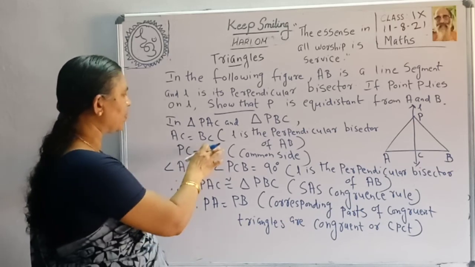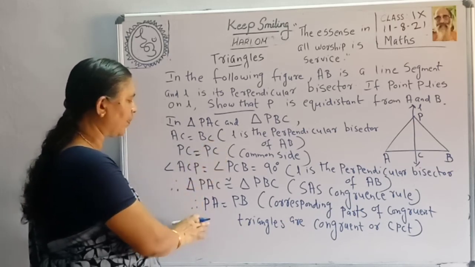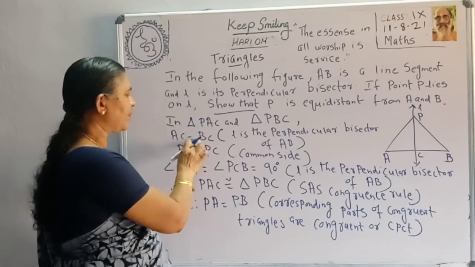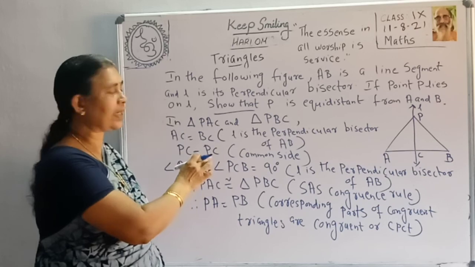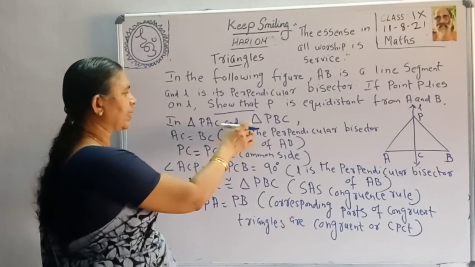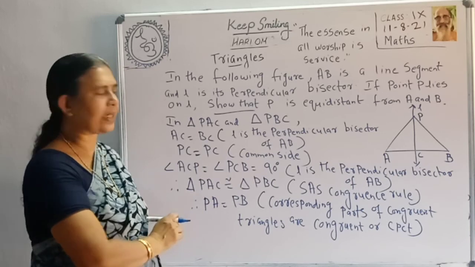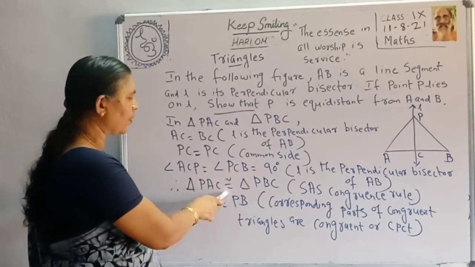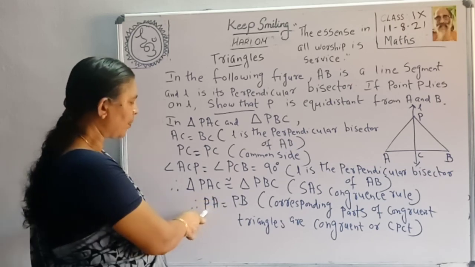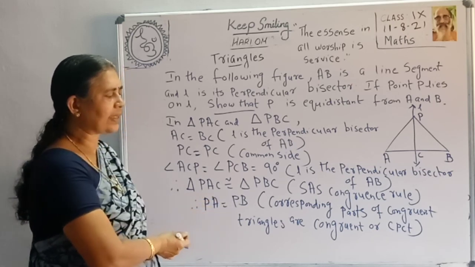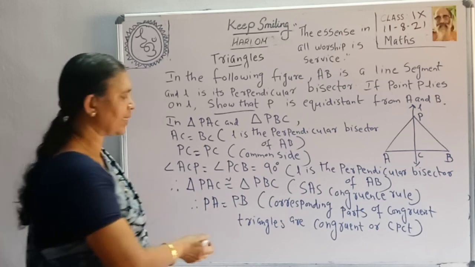So if P is equidistant from A and B, PA is equal to PB. Here we prove that two sides and the included angle of triangle PAC are equal to two sides and the included angle of the other triangle PBC. Therefore, by SAS congruence rule, triangle PAC is congruent to triangle PBC. Therefore, PA is equal to PB. That is, corresponding parts of congruent triangles are congruent, or CPCT.